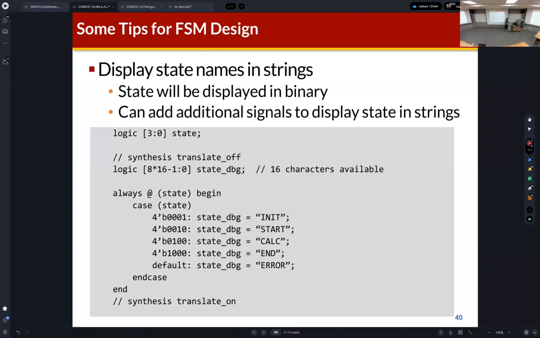But in that case, it's not easy to recognize the state name. So we need to decode the binary signals into the state name in our brain, right? So we can use a different approach. SystemVerilog can use string type data, and the string type data can be stored in the logic data type. So if we want to display the state name like this, then we can add this case statement.